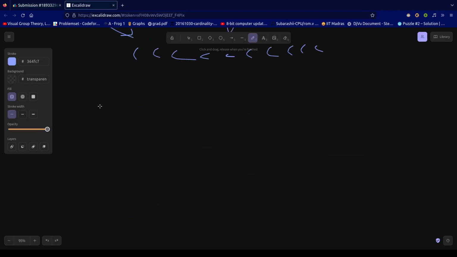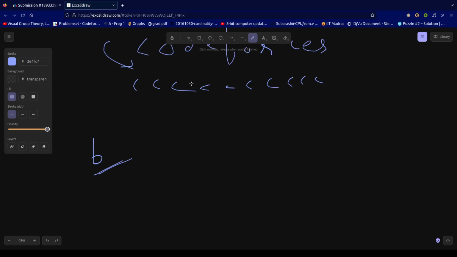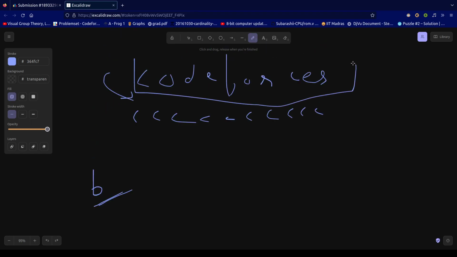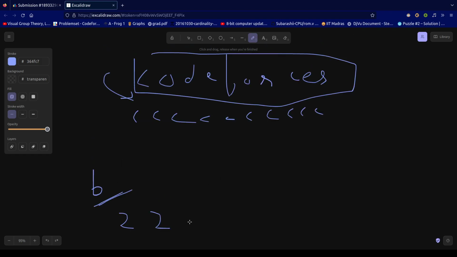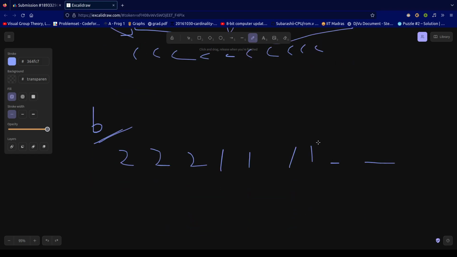I have a sorted frequency array called B, right? Initially we had a frequency array called ARR. I sorted that and I got this array B. Say we take the string Codeforces. Here in this case the sorted frequency array would be 2, 2, 2, 1, 1, 1, 1, and then everything else will be 0 basically, all zeros.